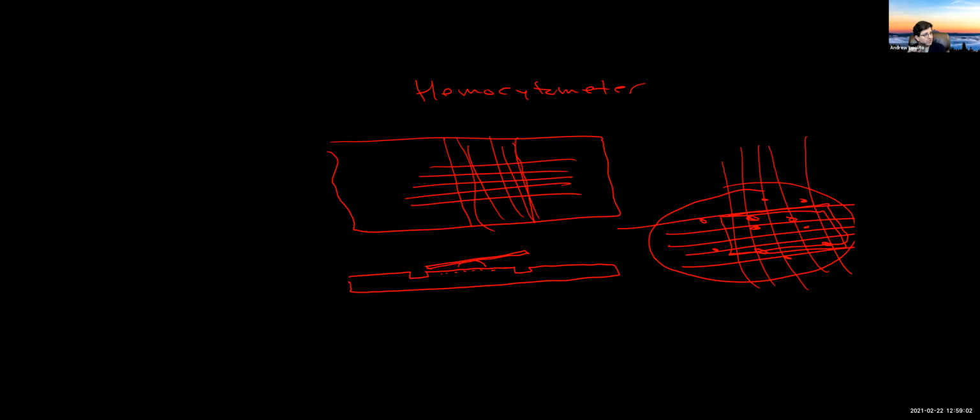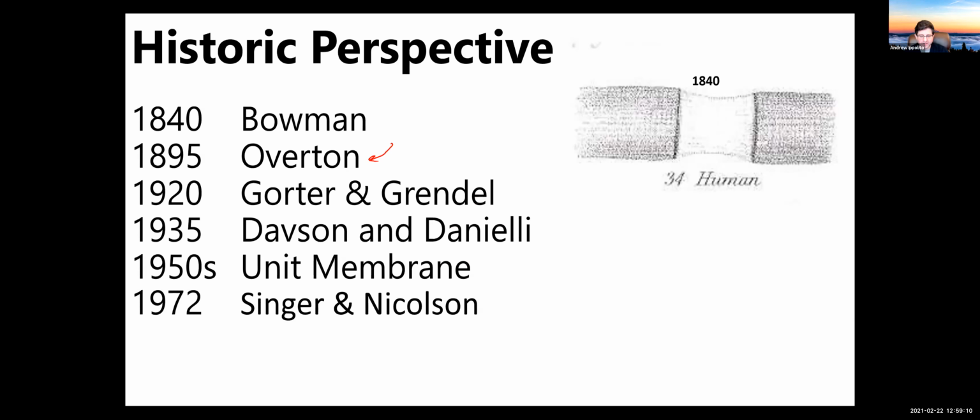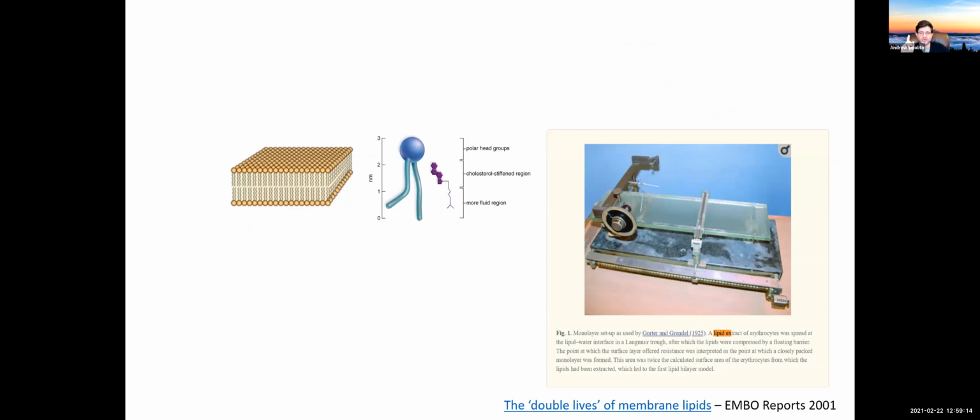Okay. And so what Gorter and Grendel did was they took some red blood cells and they put them on this really cool device. I think I have a picture of it, actually. Yeah, I updated this last semester. So you see that weird membrane, that weird machine.